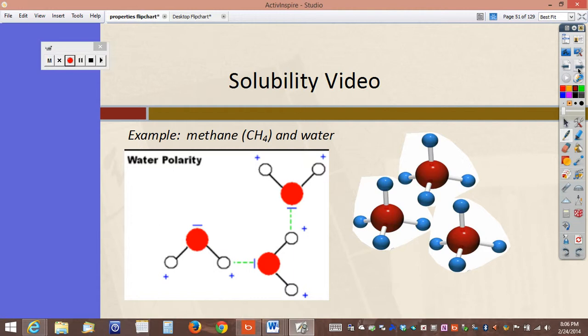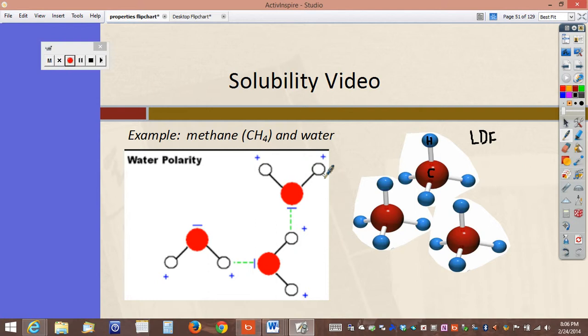So for example, here we have methane, CH4, and water. And here we have our CH4. We have the C, and the blue spheres are the hydrogen. Now, these are all nonpolar molecules, and their main type of force that holds them together is London dispersion forces, which are caused by temporary dipoles when there's an unequal distribution of electrons. So there's not always going to be that slightly positive, slightly negative side.